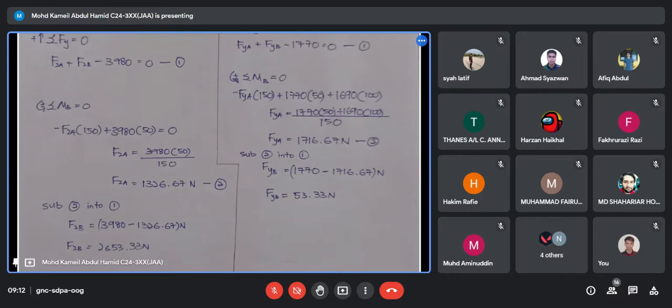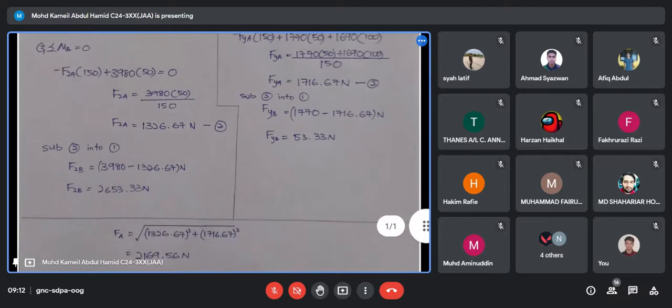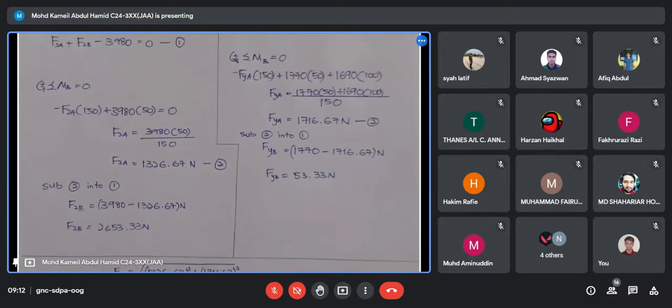Okay, kemudian FZA pula, sorry, FZA. Okay, FZA is good, 1326.67 Newton. And then we have FZB. FZB is 2653 Newton. That is good.